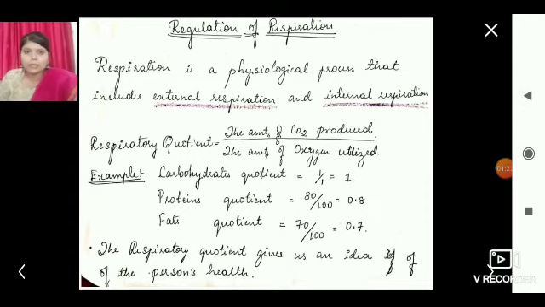The formula to calculate the respiratory quotient is the amount of carbon dioxide produced divided by the amount of oxygen utilized. That gives us a value to analyze what is being metabolized in the person's body. For example, in a diabetic patient, the respiratory quotient would be 0.7, because fat is getting metabolized instead of the glucose molecules or carbohydrates.